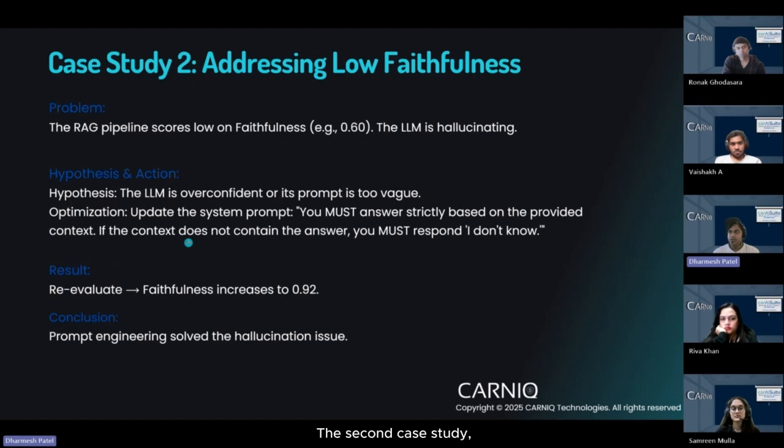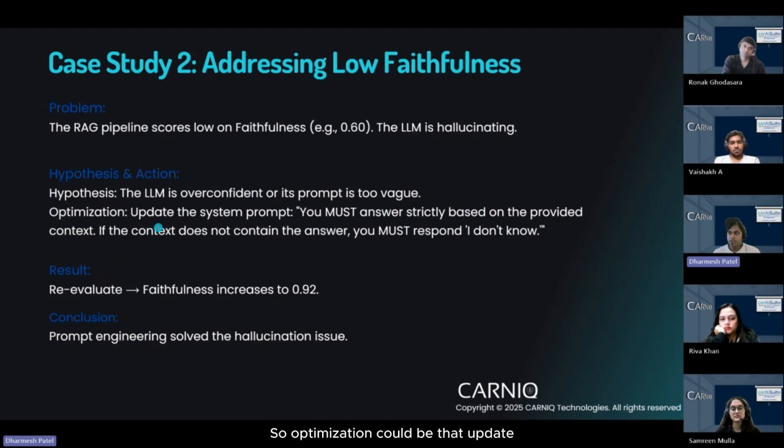The second case study is addressing a low faithfulness. The RAG pipeline scores low on faithfulness, for example 0.6. The LLM is hallucinating, so it's not giving you factual results. The hypothesis for this is that the LLM is overconfident or its prompt is too vague, which is why it is providing factually incorrect results.